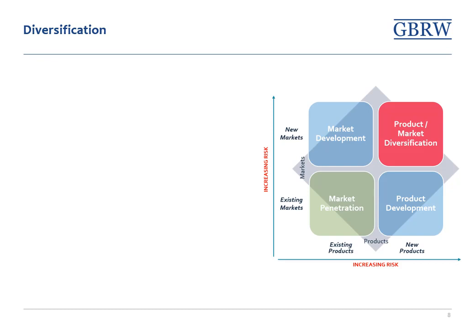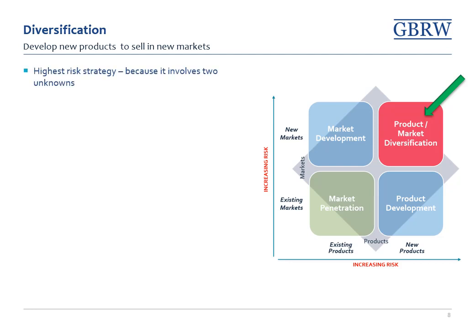This is the so-called diversification strategy, in which you develop new products at the same time selling them in new markets. It is the highest risk of the 4 growth strategies contemplated in Ansoff's Matrix, for the obvious reason that it involves 2 unknowns.